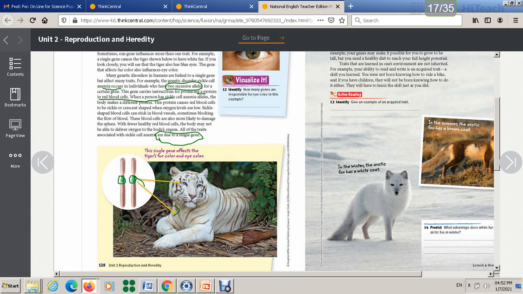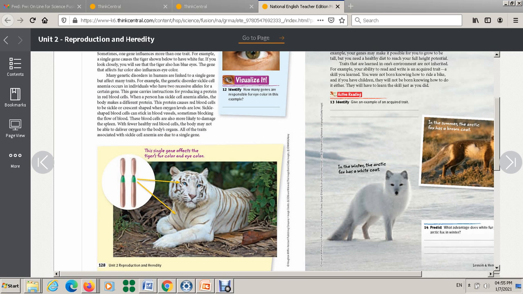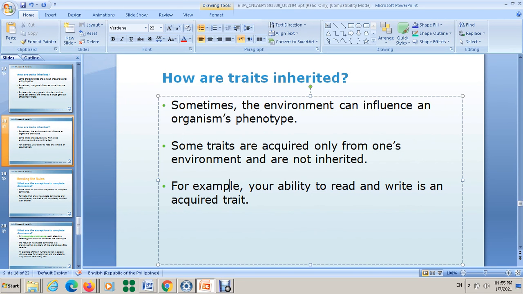Then let's talk about other things that we inherit or how they appear. We have mentioned how one gene can affect more than one trait in some organisms. Before I move to the next one, I'll give you an example: eye color is a combination of different genes together. This is an example.